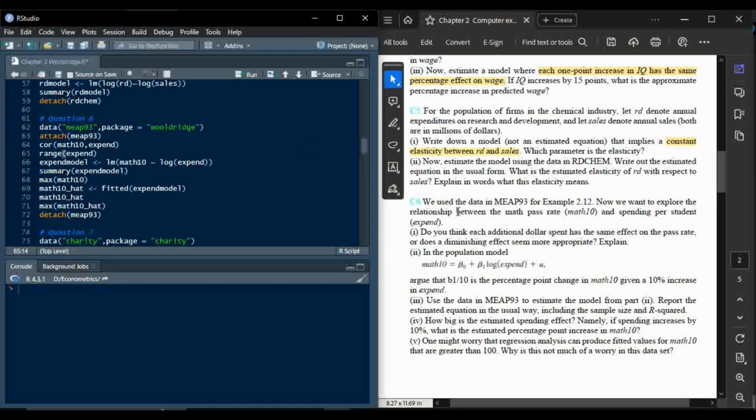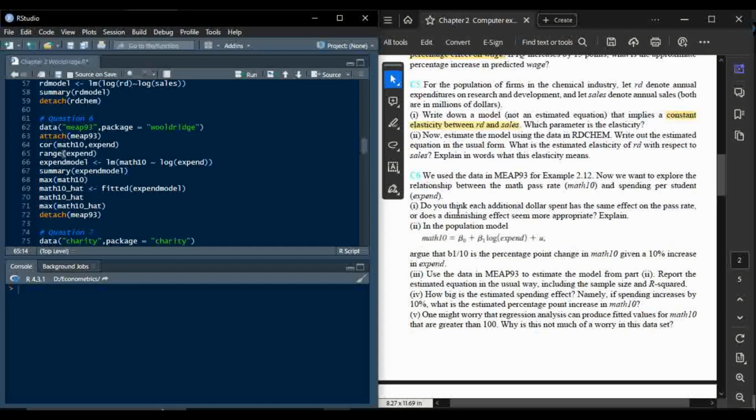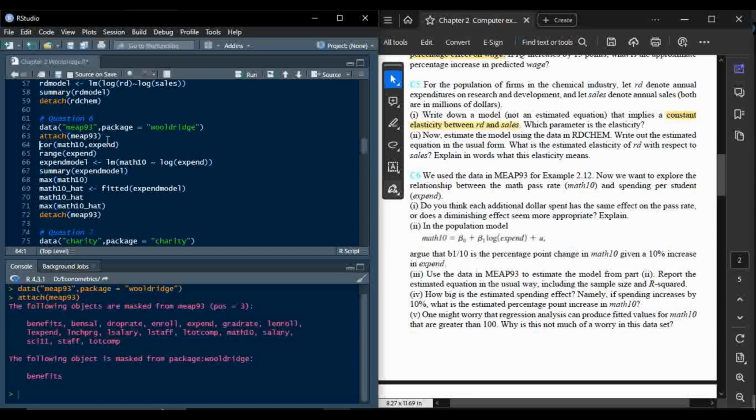Now let's come to question number 6. In this question, the data set MEAP93 is being used. Therefore, pass the command data("meap93"), package wooldridge, press Ctrl plus Enter, and attach this data set. Now let's look at the question. There are two main variables: math pass rate, math10, and spending per student, expend.